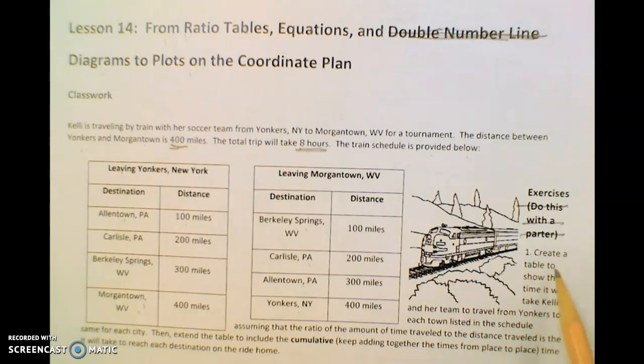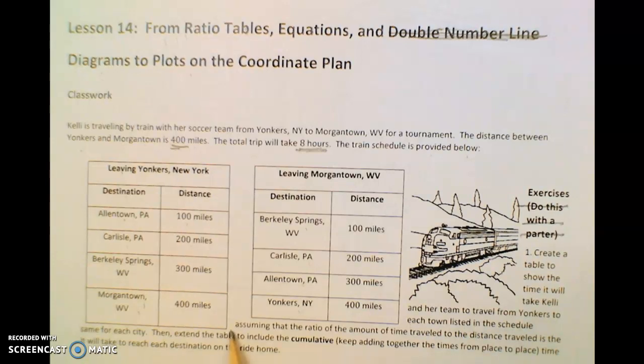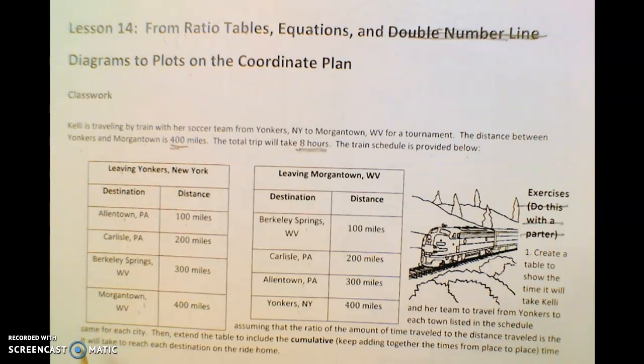So it says create a table to show the time it will take Kelly and her team to travel from Yonkers to each town listed in the schedule, assuming that the ratio of the amount of time traveled to the distance traveled is the same for each city. Then extend the table to include the cumulative, and cumulative means you keep adding together the times.